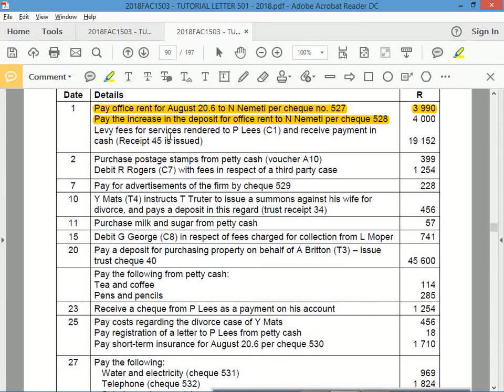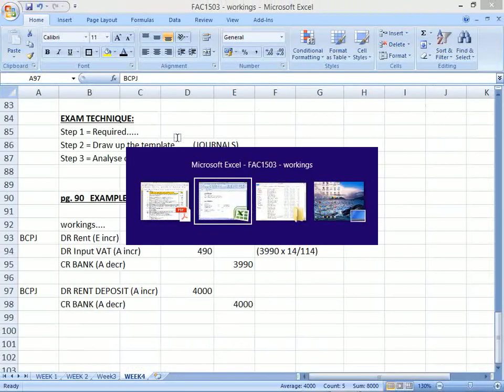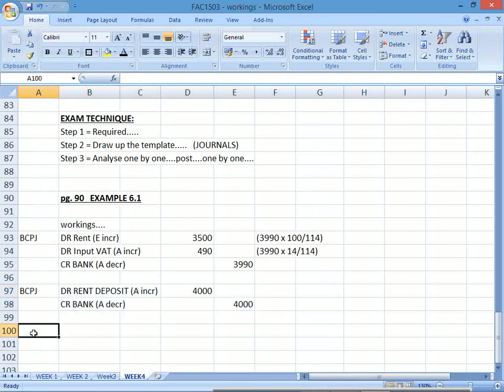Okay, next one. Levy fees for services to L and received payment in cash. They've even given you that receipt number. So you've received the payment, and that was for a fee for services. So this is going to go to the CRJ, business CRJ.